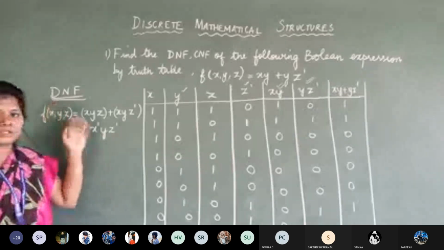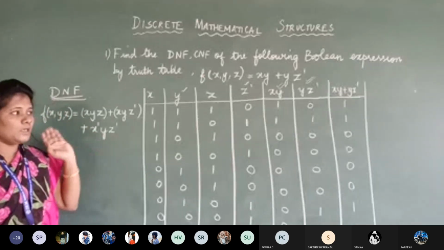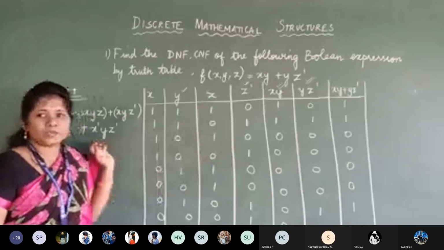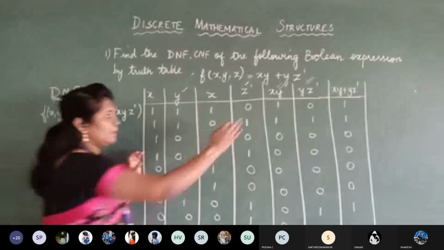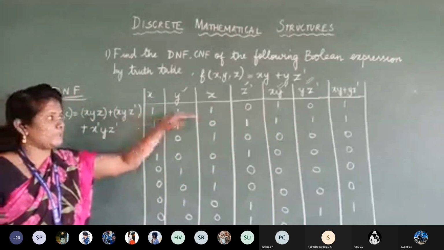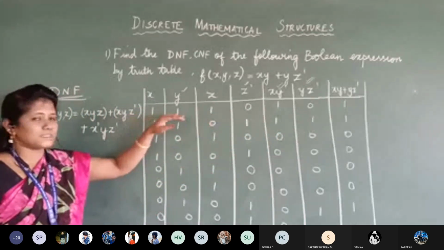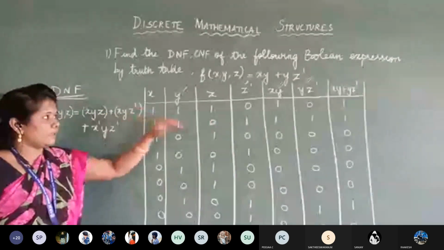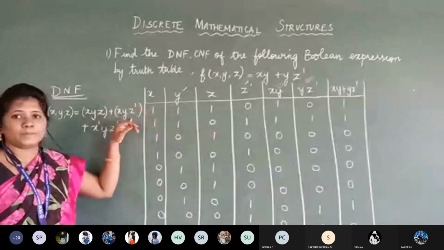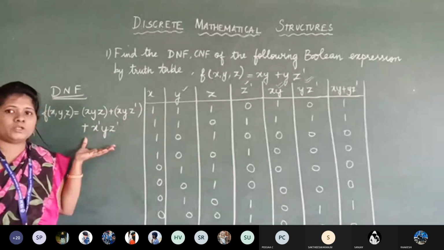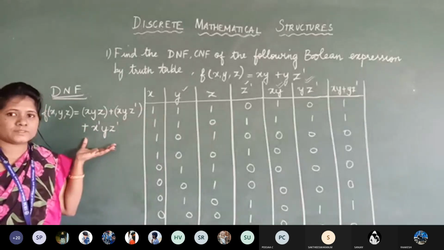Did you understand how you're writing a DNF? I will repeat it again. For DNF, you will see the final value. In your final value, wherever there is 1, you will write the corresponding x, y, z. If you've got 1, you'll directly write it there. If there is 0 here, you'll write the complement. Next we'll go on to CNF. Any doubt you've got in your DNF?